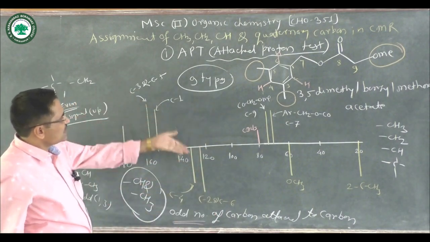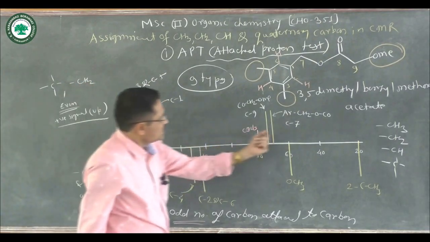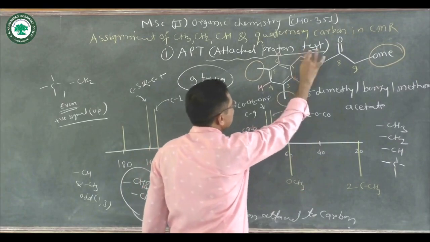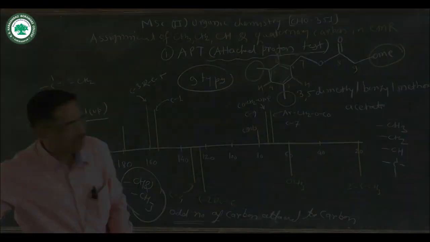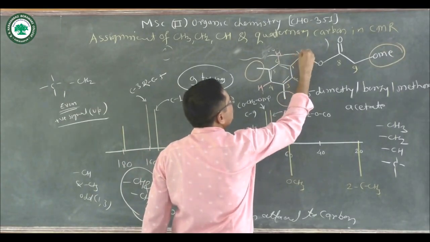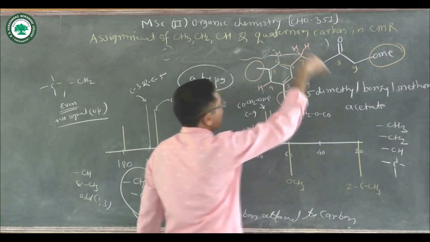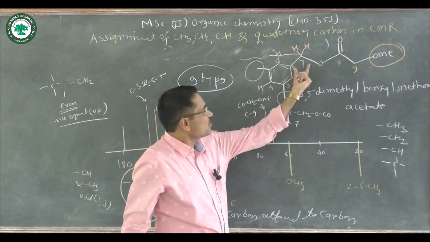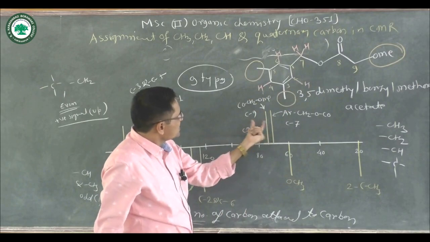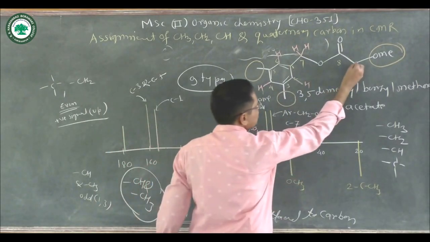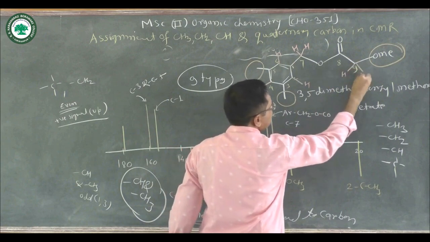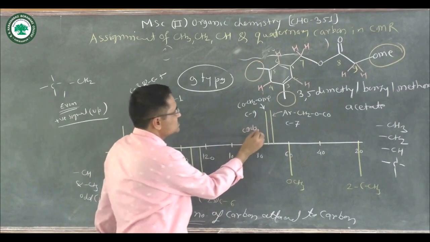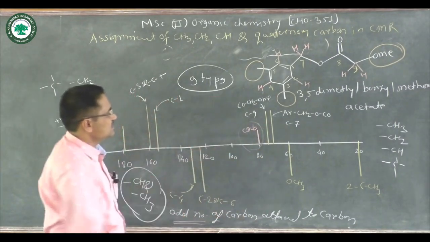Now we concentrate on the upper side. Here C7 is this one, where two hydrogens are attached. So this C7 is a CH2 group. Then the next one, C9, here also two hydrogens are attached. And this signal is for the solvent CDCl3.